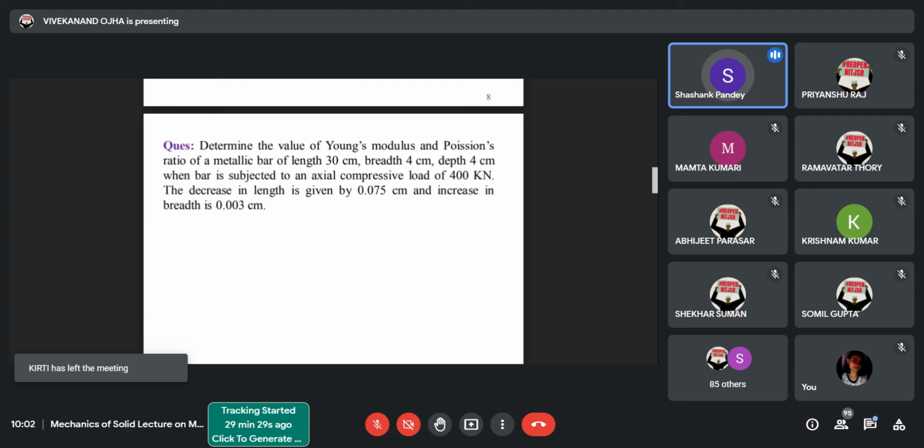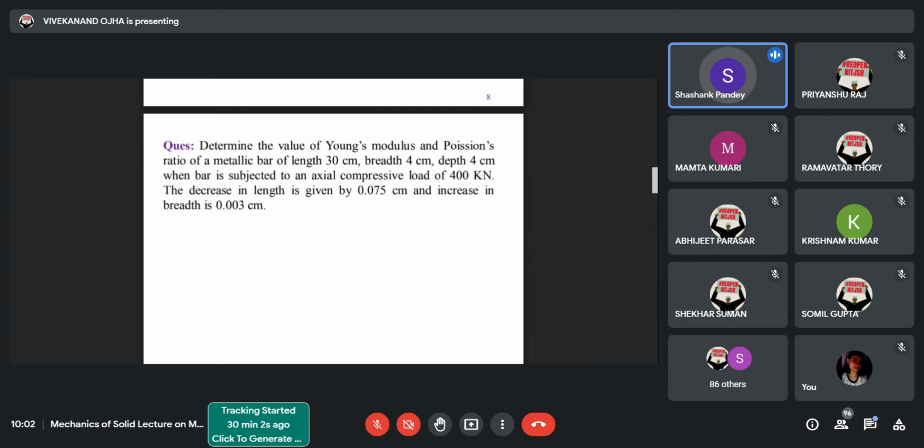So this is a question to determine the value of Young's modulus and Poisson's ratio of a metallic bar. The length is given to us as 30 centimeter. The breadth is given to us, and the depth is given to us. So all the dimensions are given. We have been asked the elastic constants, that is E and mu.